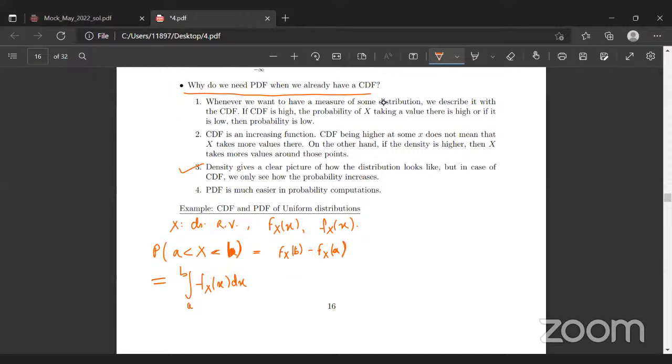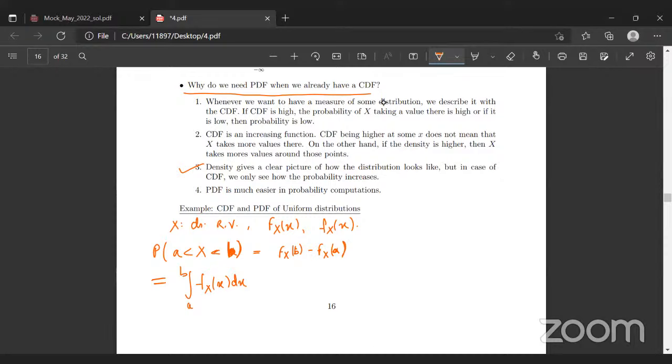Okay. Ma'am, what about PDF and PMF? PDF gives a more precise picture of the distribution. Yeah, that precise distribution we already talked about. That's point number 3.